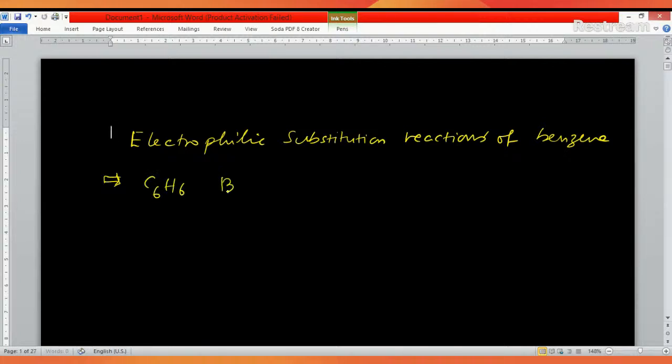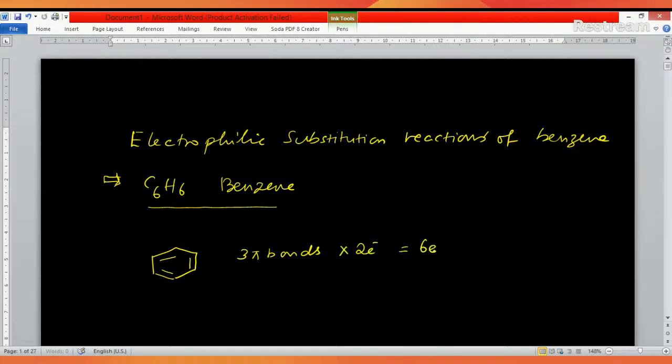C6H6, the benzene aromatic compound. Why is it undergoing electrophilic substitution reaction? The reason is very simple. Benzene is an aromatic compound in which there are 3 pi bonds available. Each pi bond has 2 electrons, so totally 6 electrons are there. These 6 electrons are delocalized electrons.